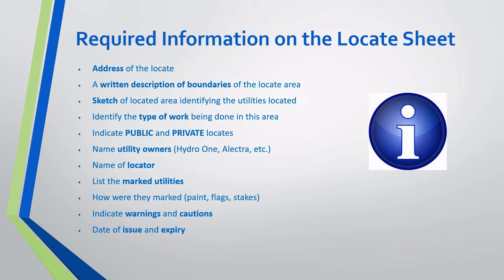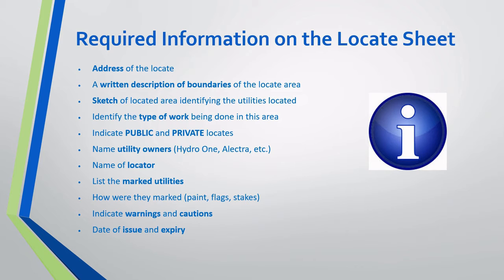Required information on the locate sheet. Address of the locate. A written description of boundaries of the locate area. Sketch of located area identifying the utilities located. Identify the type of work being done in this area. Indicate public and private locates.